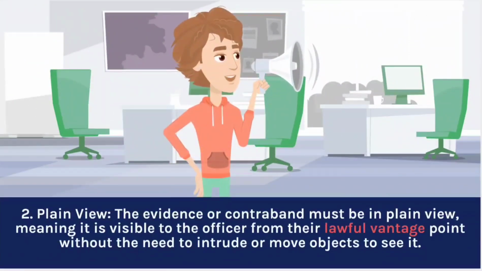2. Plain view. The evidence or contraband must be in plain view, meaning it is visible to the officer from their lawful vantage point without the need to intrude or move objects to see it.